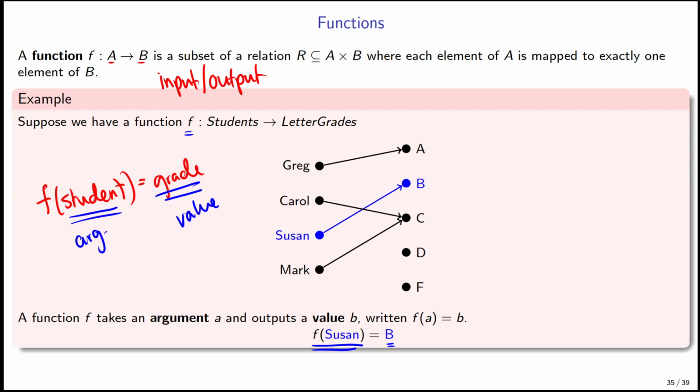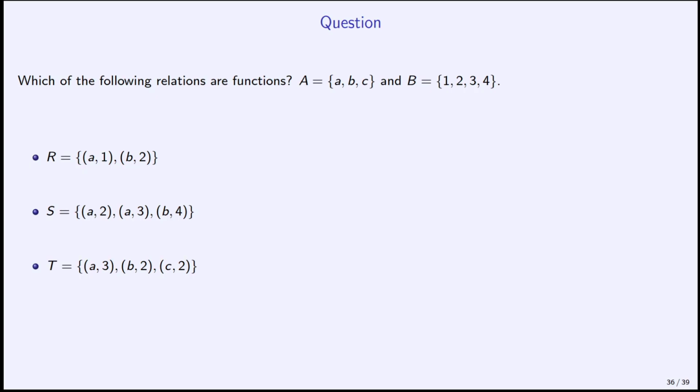With functions, I always recommend drawing these things out because when you draw them out, it becomes very clear. So, I have a question. Which of the following relations are functions? We have A is A, B, and C. So I'm going to draw this out. And B is 1, 2, 3, and 4. So you can try this yourself, but in order for something to be a function, every element in A has to go to exactly one thing in B.